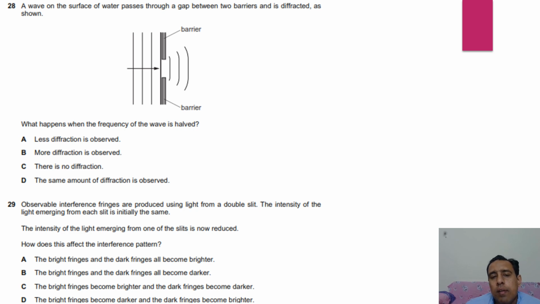Now the diffraction is shown in this question. You know that to get the maximum diffraction, the wavelength must be comparable with this gap. Here the diffraction is not maximum because the gap is wider compared to the wavelength. If we make the wavelength a little more, we can have the maximum diffraction, because then this bigger wavelength is comparable with this gap. If we decrease the frequency, f equal to v by lambda, the wavelength is increased. If we increase the wavelength so that it is comparable with this gap, we have the maximum diffraction. So more diffraction means option B is correct here.